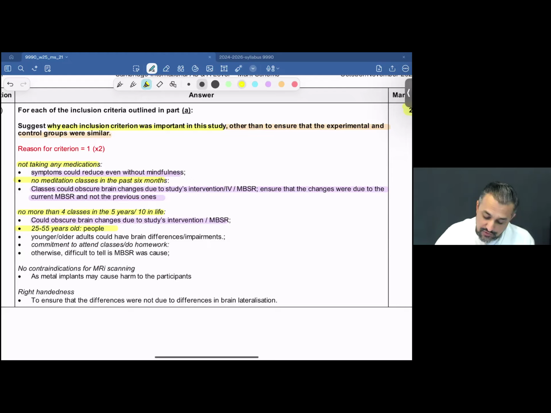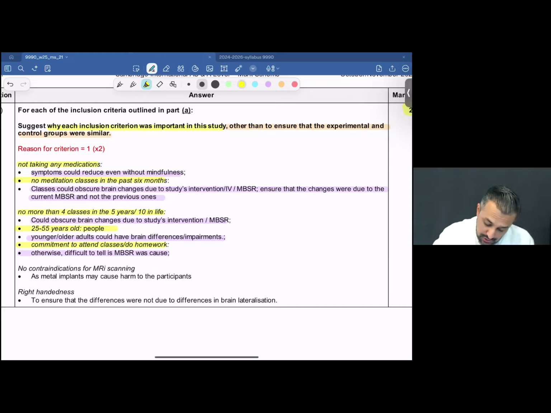25 years to 55 years old people, how is this affecting? Younger or older adults could have brain differences or impairment. There's a possibility. Another point, commitment to attend classes and do homework. Otherwise, it would have been difficult to tell if MBSR was the actual cause.